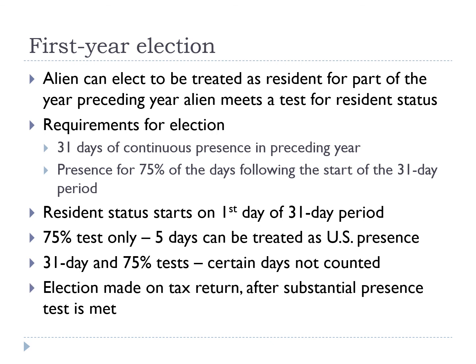The election is made on the person's tax return for the election year, but may not be made until the person satisfies the substantial presence test for the year immediately following the election year. The election is made by attaching a statement to the tax return for the election year. See Publication 519, page 9 for the requirements for that statement.